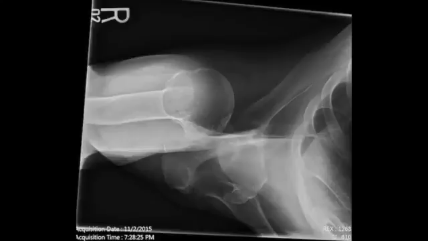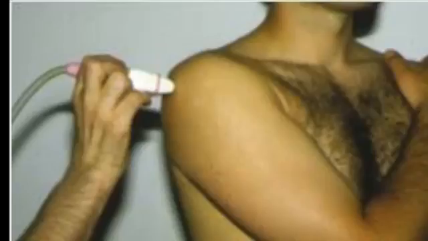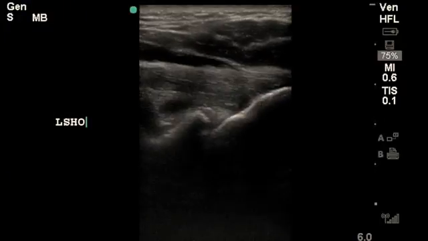X-rays are great, but since we've arrived in the future, I thought I would share the ultrasound of this patient's shoulder with everyone as well. To evaluate a shoulder dislocation, you're going to want to use the linear probe and place it in a transverse orientation on the posterior lateral aspect of the shoulder just below the level of the acromion, and then fan down to visualize the humerus as it sits in the glenoid fossa.